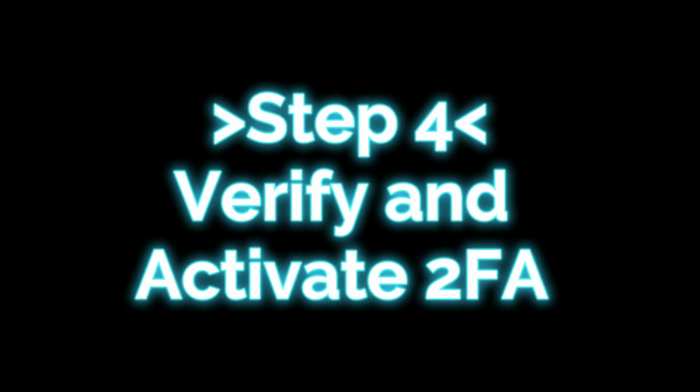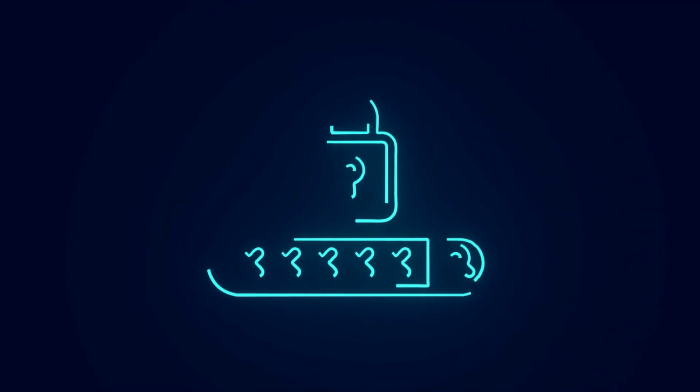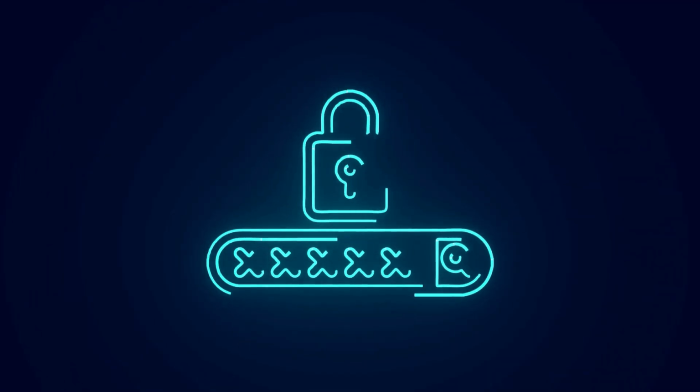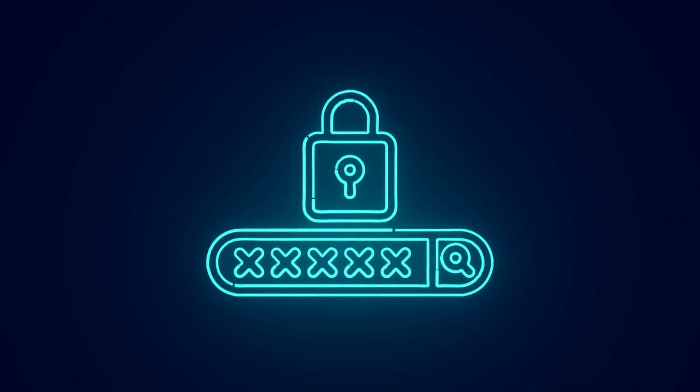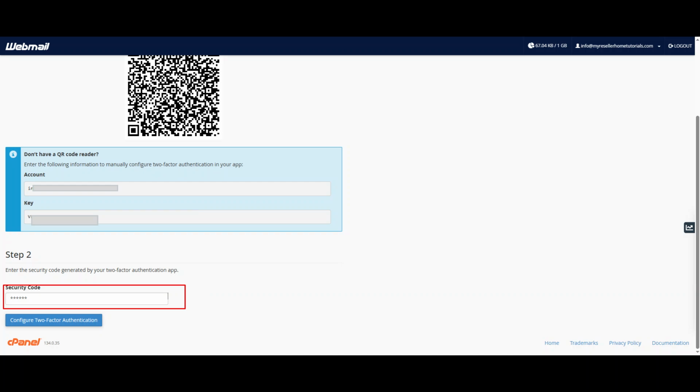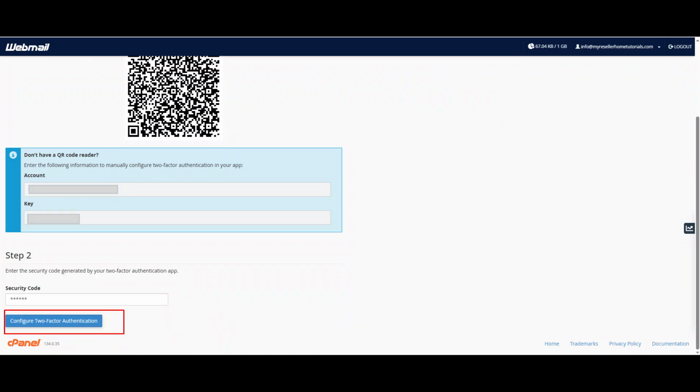Step 4. Verify and activate 2FA. Once the account has been added, your Authenticator app will generate a unique 6-digit verification code. Enter this code into the Security Code field in Webmail before it expires. Remember, these codes refresh every 30 seconds. After entering the code, click Configure Two-Factor Authentication to complete the setup.